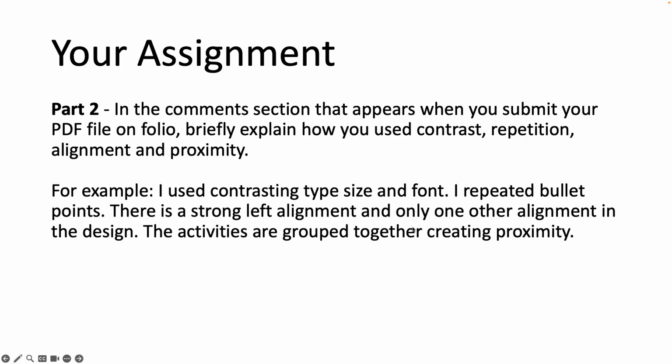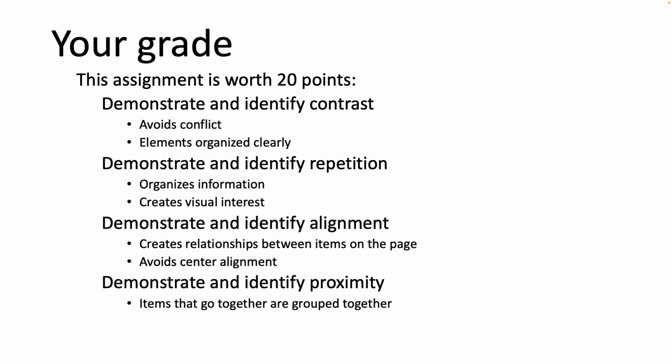So I gave this example here that I used contrasting size and font, I repeated bullet points, I used a strong left alignment, I had 1 other alignment, so that's basically me saying, hey, I only used 2 total alignments, that's good. Activities are grouped together, creating proximity. So basically, you're just telling me what I told you about these different things of design and how you use them, okay? Pretty simple.